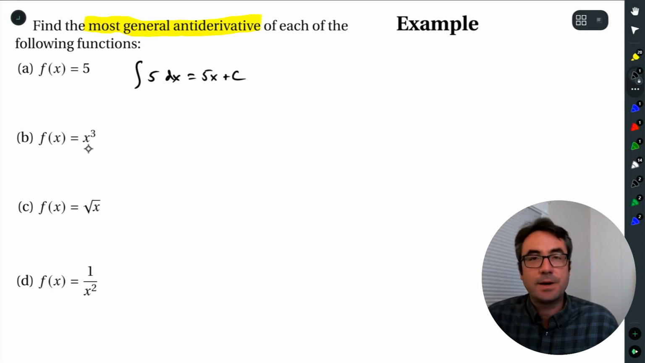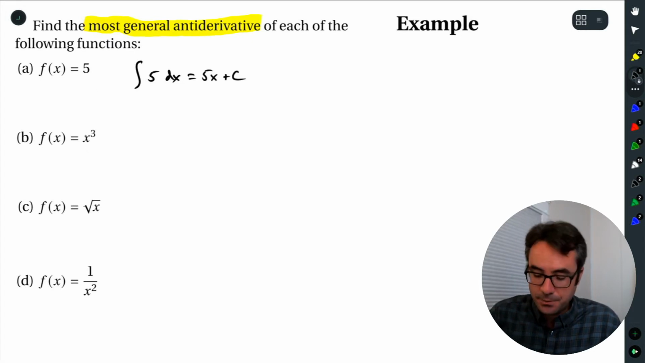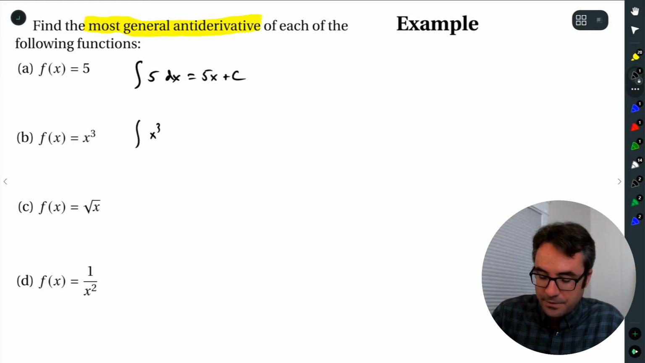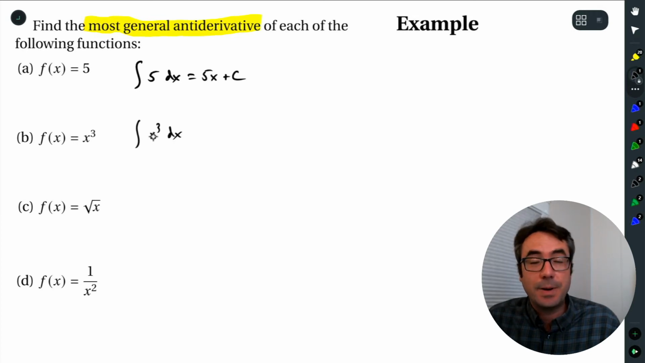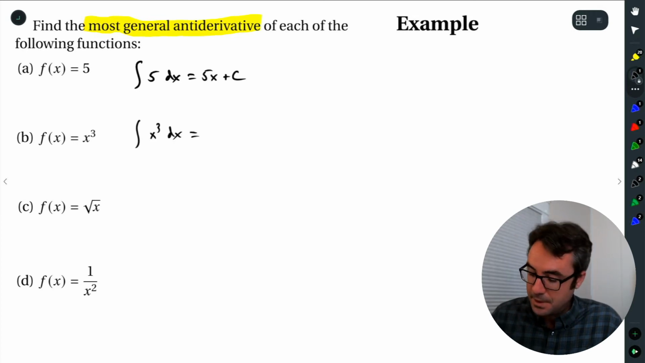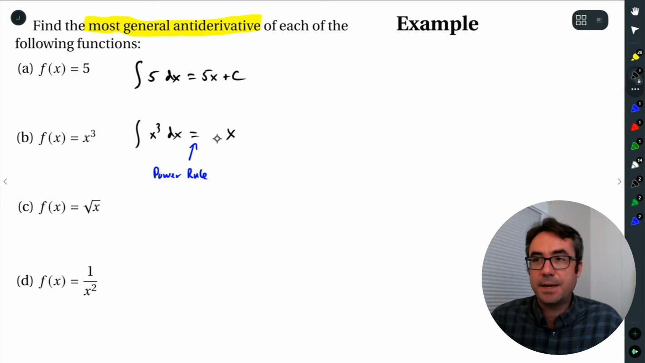Let's try the next one. We want to find the most general antiderivative of x cubed. Really, we want to find the indefinite integral of x cubed with respect to x. Now this is just a power function, so we're going to do the power rule. So what does the power rule do? Well, we're going to keep our variable the same, so it's an x here. Then we're going to add 1 to the exponent. So we're going to go from 3 and add 1.